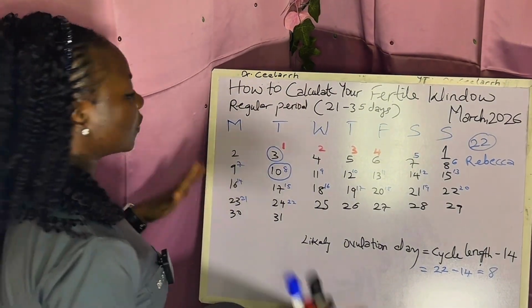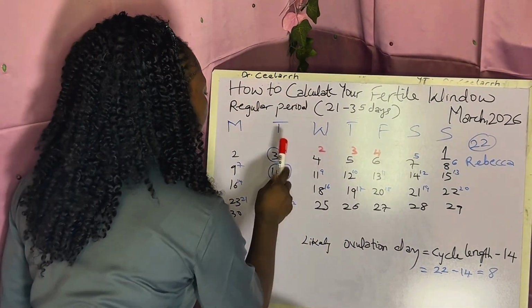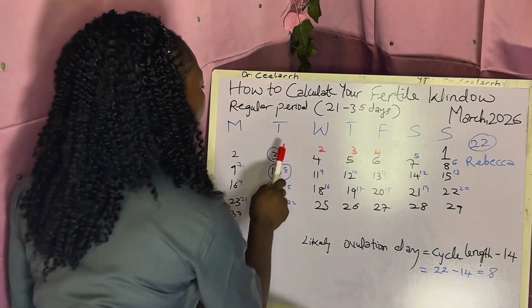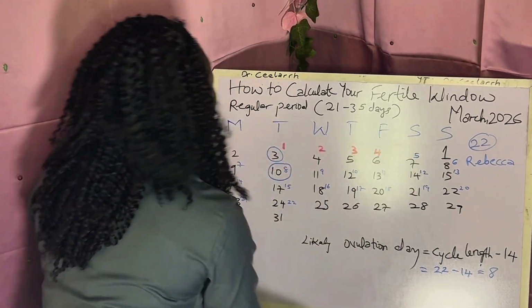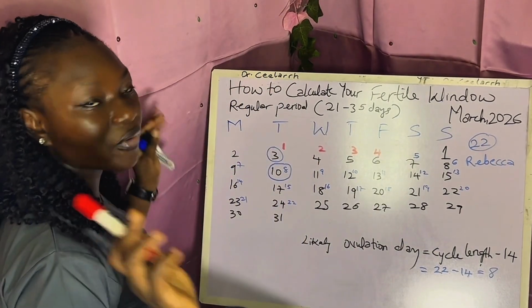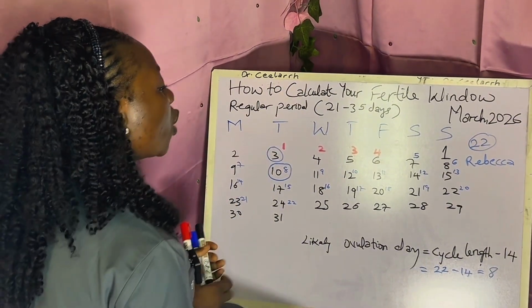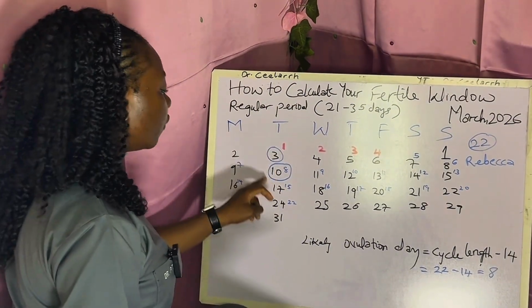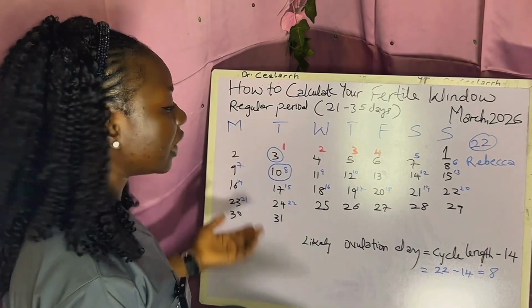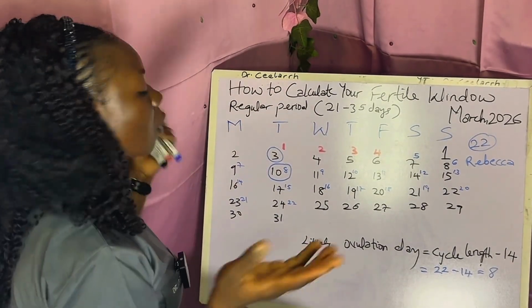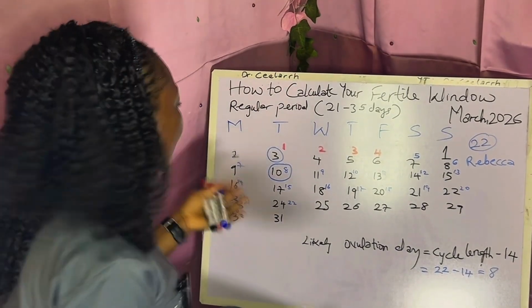Do we get it? So let's calculate still and see. Let's count since we are trying to prove a point. 1, 2, 3, 4, 5, 6, 7, 8. On the 8th day of her cycle, that is when she's likely to ovulate. Now, what is her fertile window? We know that it is 5 days before she ovulates and 1 day after she ovulates. And we know why already. I've been saying it, okay?